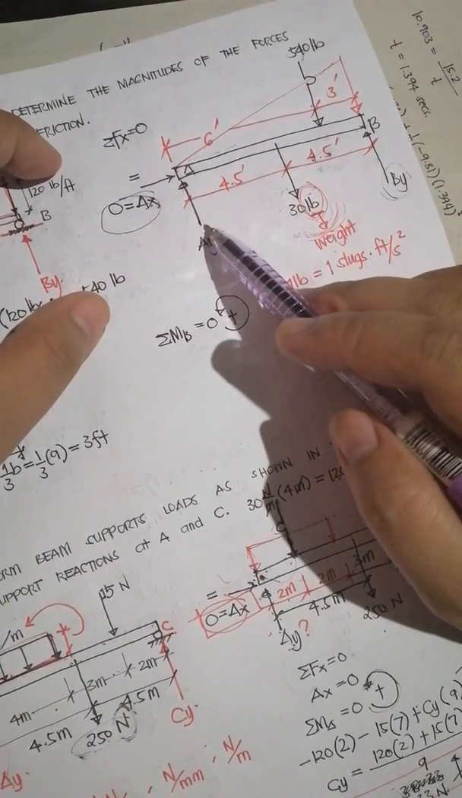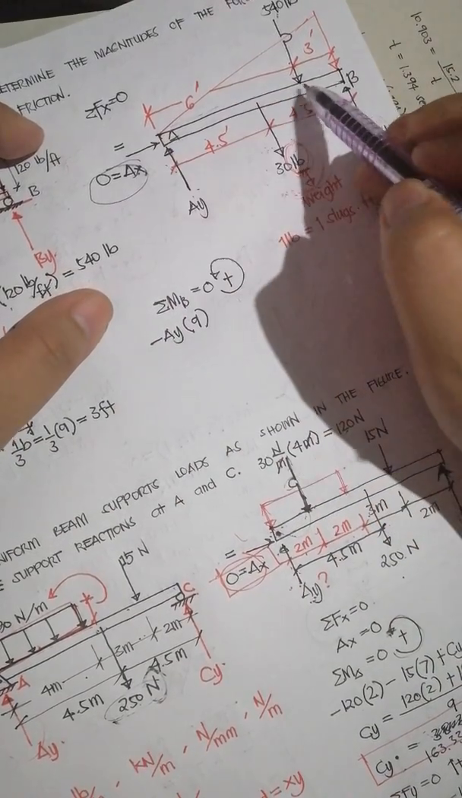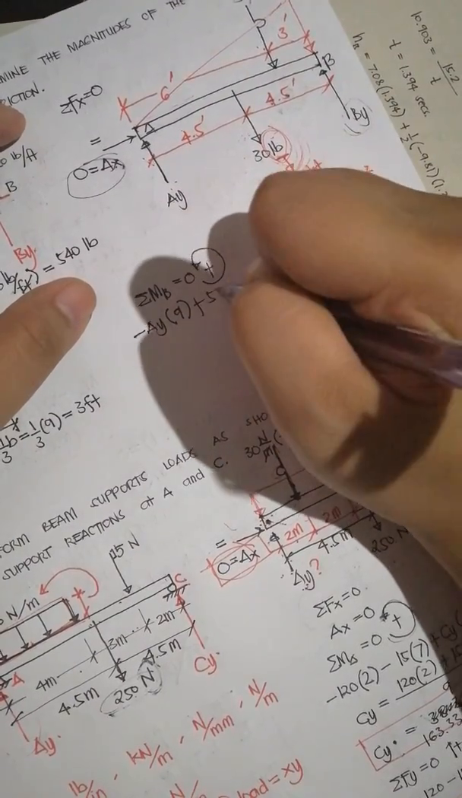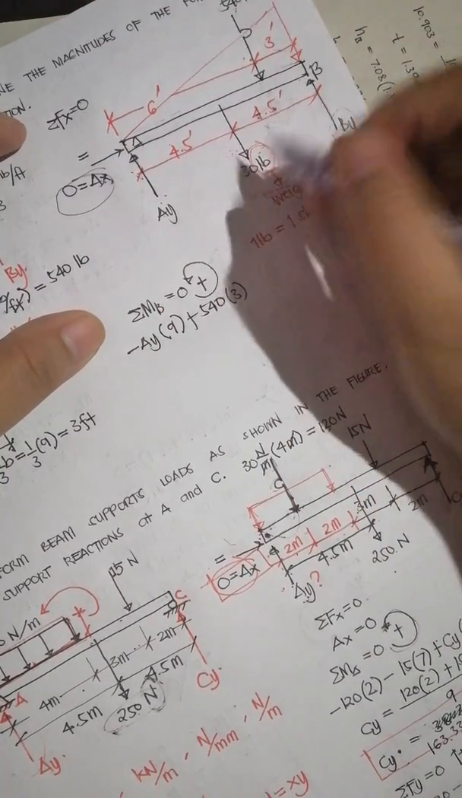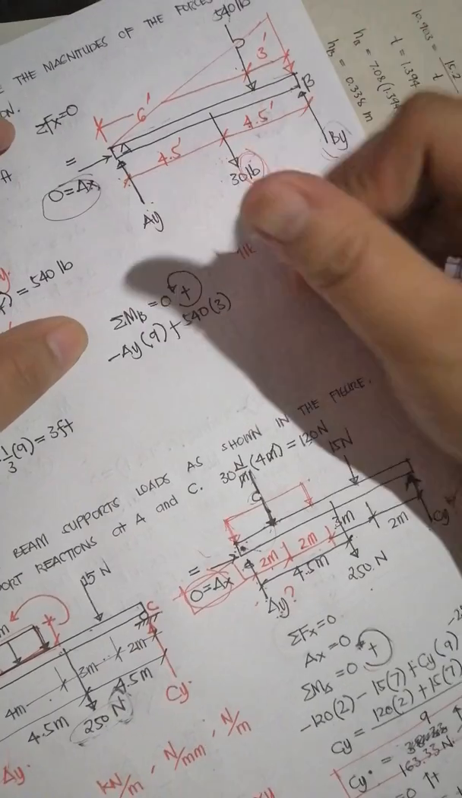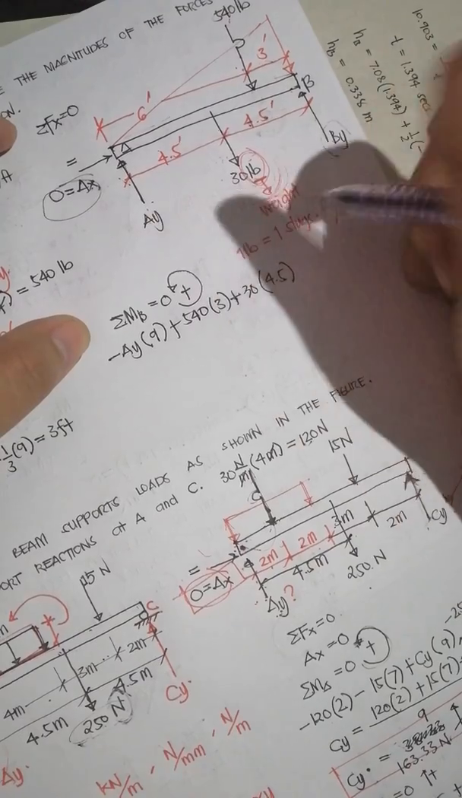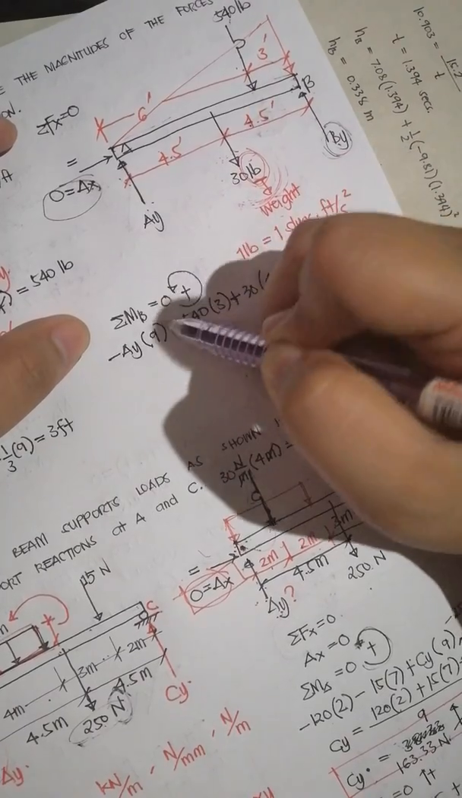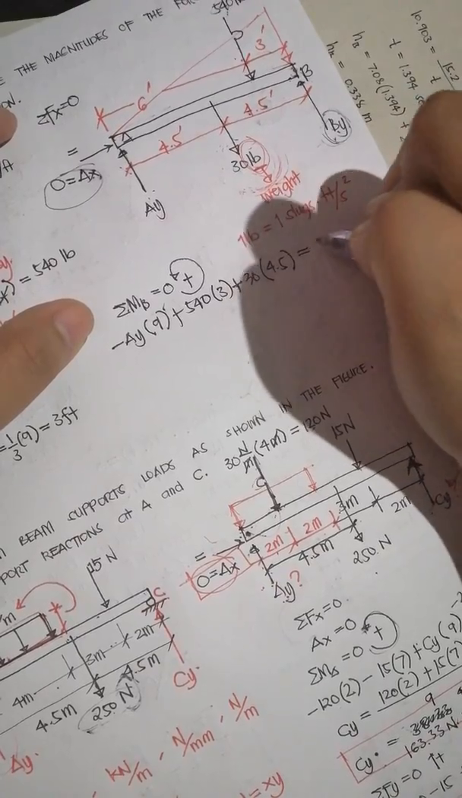Since the rotation of AY about B is clockwise, we have minus AY times the perpendicular distance of 9 feet. Then for this concentrated load, rotation about B is counterclockwise, so positive 540 pounds times the perpendicular distance to B, which is 3. For the weight, rotation is also counterclockwise, so positive 30 times 4.5. There is no other moment about point B, because BY does not have a moment about B. So we have equals 0.